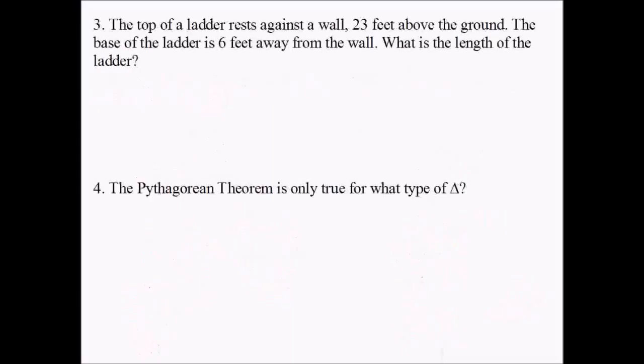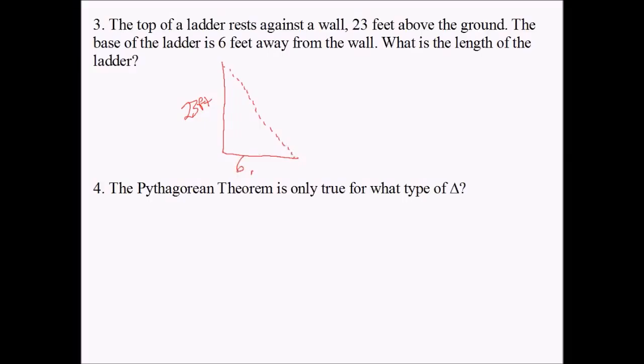Moving on. So the top of a ladder rests against the wall 23 feet above the ground. So this is the word problem. So we have a wall and it's 23 feet above the ground. And Lord knows I'm trying to draw a straight line up and down. Okay, here's my wall and it's 23 feet above the ground. Okay, the base of my ladder, so let's call this the ladder right here. So that's the ladder. The base of it is 6 feet away.